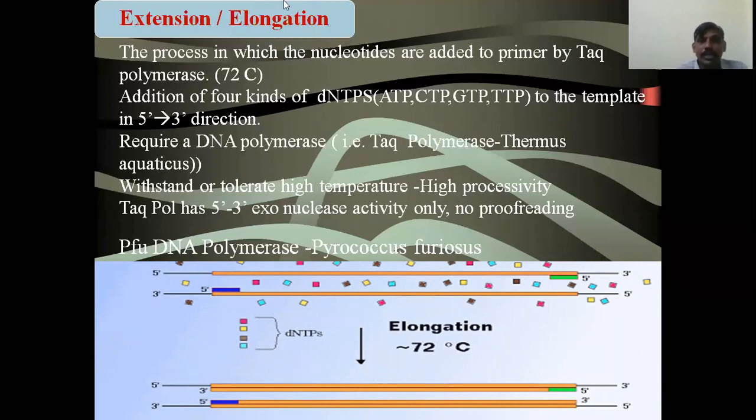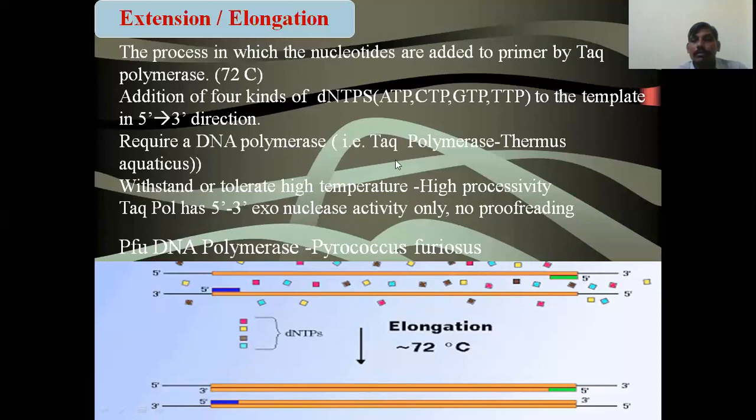In this process, four kinds of dNTPs are added. Four kinds of dNTPs means deoxynucleoside triphosphates, that is dATP, dCTP, dGTP, and dTTP, added to the template in the 5' to 3' direction. For example, this is the template and this is the primer. In this way, 5' to 3' direction. The new nucleotides are added according to the base pairing rule. A is here, so we get adenine with thymine. Here G is there with C. In this way, the new strand is synthesized. Here also a new strand is synthesized.